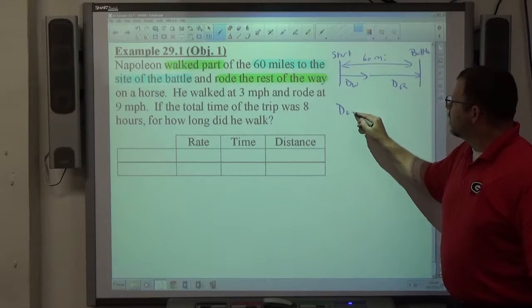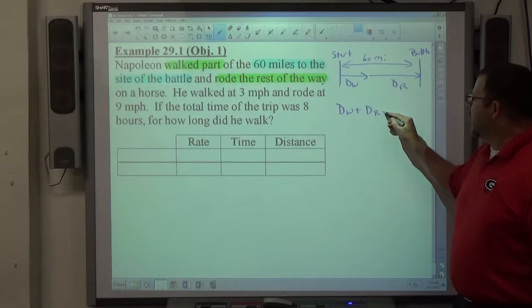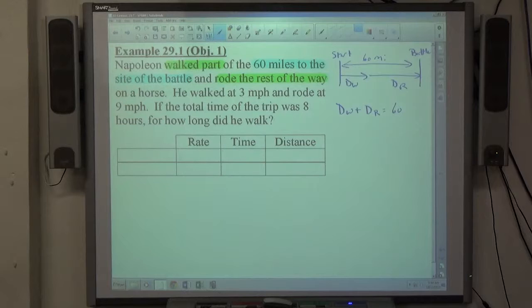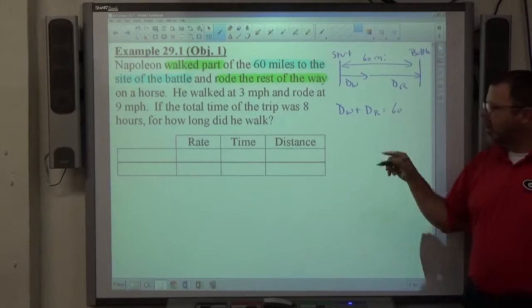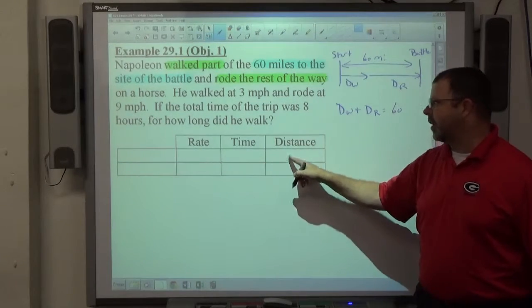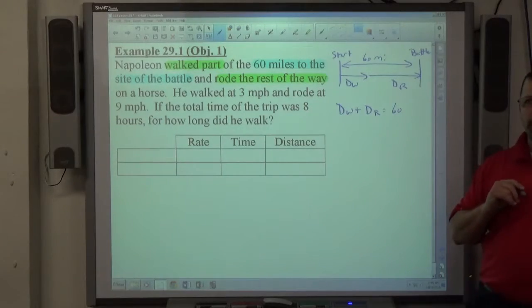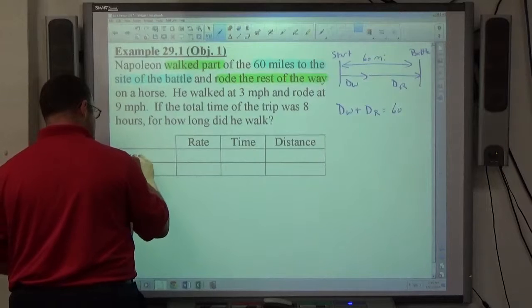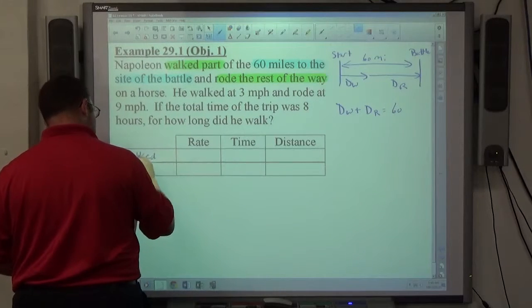His walking distance added to his riding distance is going to equal 60 miles based on this picture. So again, your job in the very first step of this problem, draw a picture of the distance relationship and create an equation based on the distances, because when we get the distances filled in here, we have something to substitute in over there in order to figure something out. So he walked and he rode.